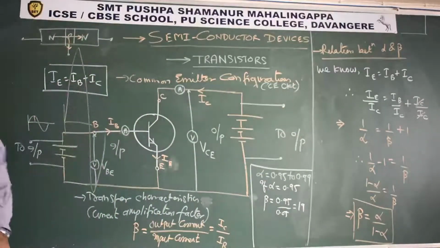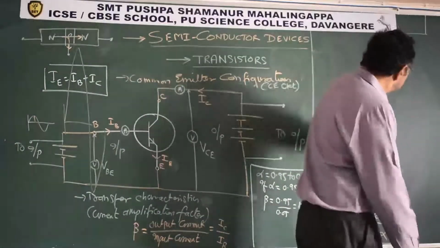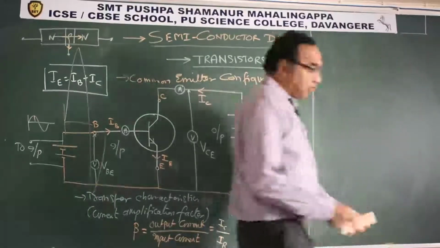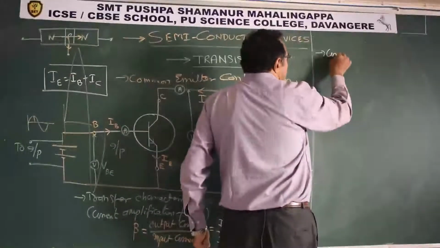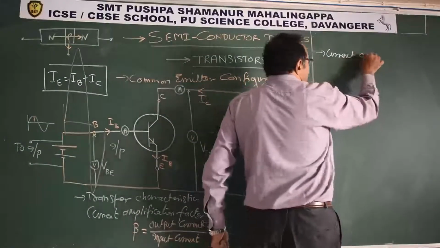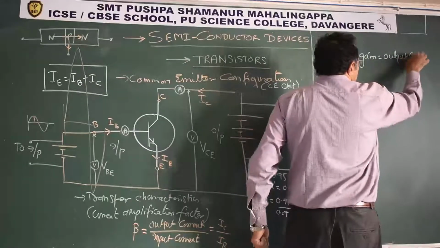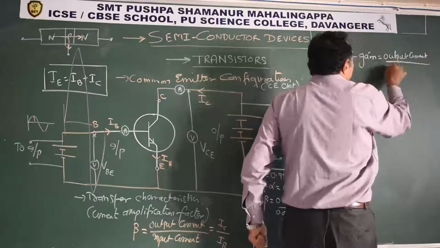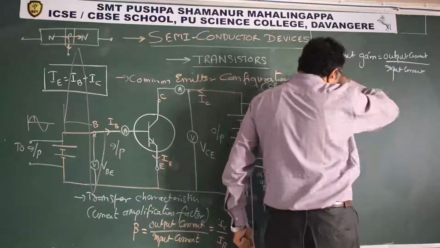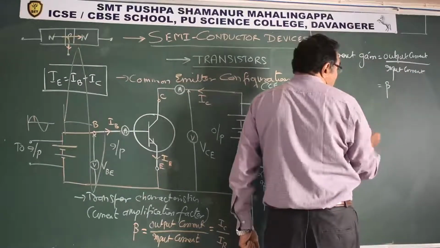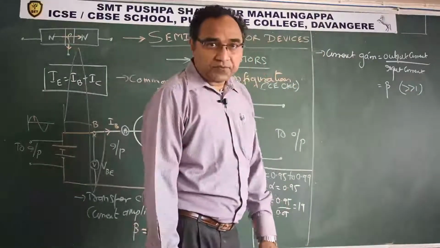If we want to tabulate the gains of a CE configuration, let us see what the gains are. First I will take current gain. Current gain is output current upon input current. This is what is current gain. This is said to be beta, and we know beta is very much greater than 1. So therefore there is current gain.